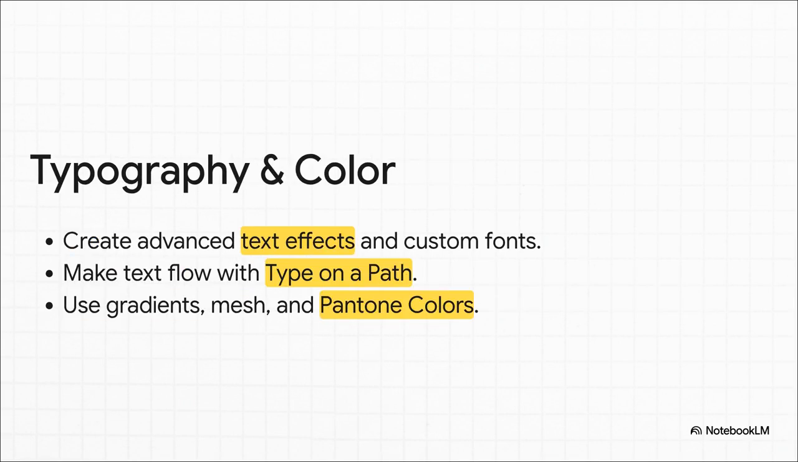But it's not just about shapes. Illustrator's control over text and color is just next level. You can make text flow along any curve you can imagine using type on a path, and for color, you can create these beautiful, smooth gradients or use the industry-standard Pantone colors to make sure your design looks exactly the same in print as it does on your screen.